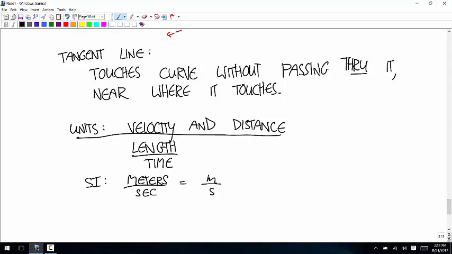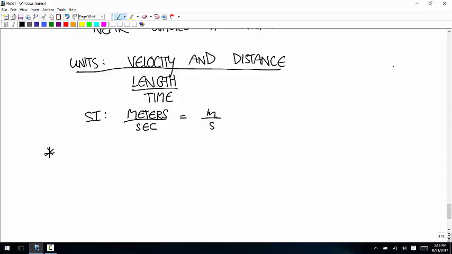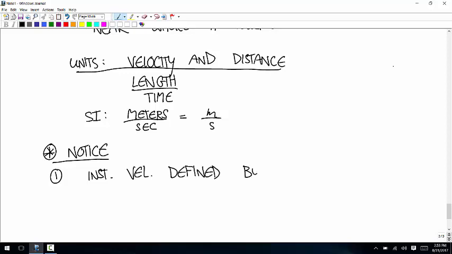And here's some things to remember about velocity. First, the instantaneous velocity is defined by a single instant of time, not two instants like average. Okay, so the instantaneous velocity is defined by a single instant t. And because of that, you can write instantaneous velocity as a function of time. You can't do that with average velocity.